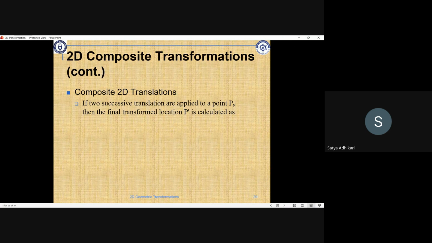So if two successive translations are applied, that is, you want to change the position from P to P dash, then P dash to, suppose, P double dash. So this is two successive translations applied to a single point P.